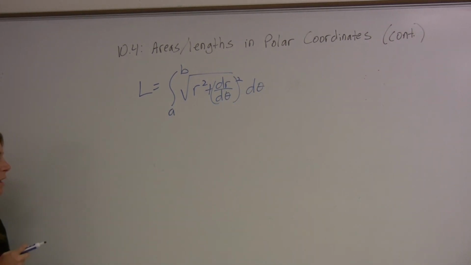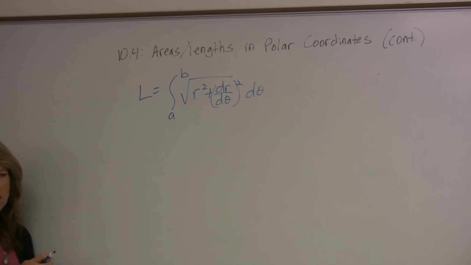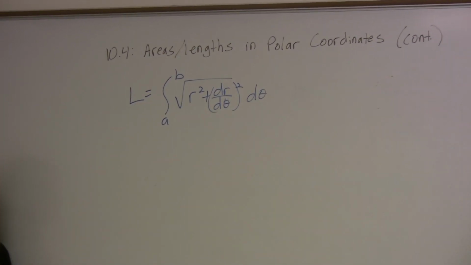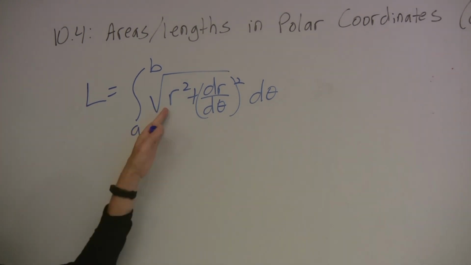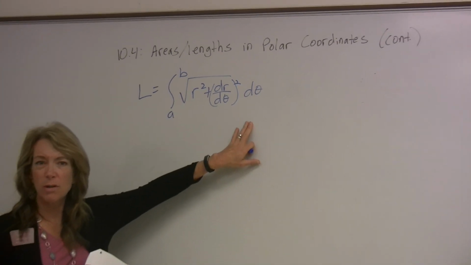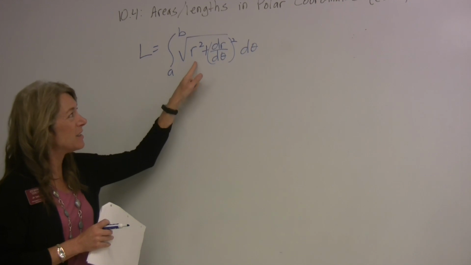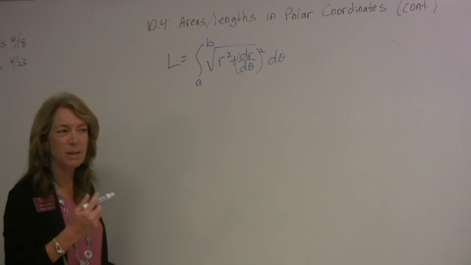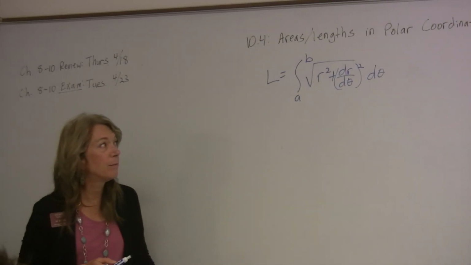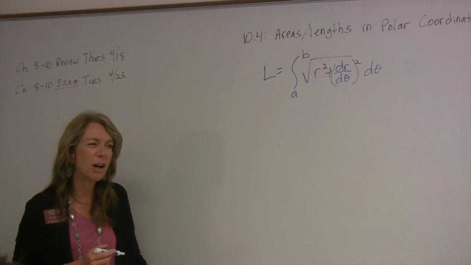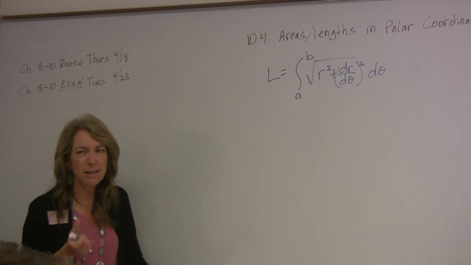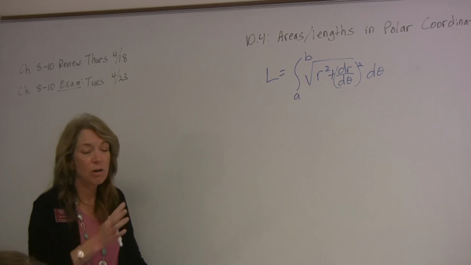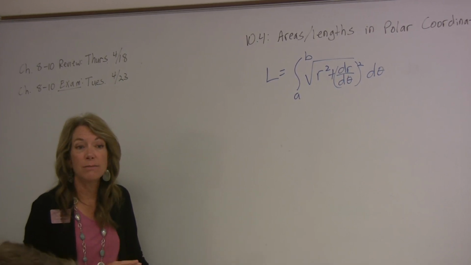Anybody remember what the arc length formula looked like in Cartesian? Kind of close to this. Square root of 1 plus the derivative squared, when we were doing arc length before. Now it's an r squared. And it has to do with the same thing as our formulas for areas, which have that extra r squared in it. It all has to do with the relationship between x's and y's. They're similar, but with a little bit of tweaks. You don't have to memorize it, you just need to know how to use it.